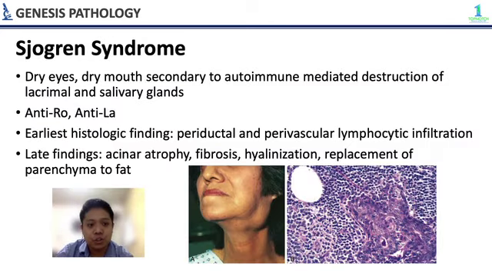Next, you have your Sjogren's syndrome, which is an autoimmune destruction of the lacrimal and salivary glands, which produces dry eyes and dry mouth. So, yung mediators niya is anti-RO and anti-LA. The earliest histologic finding is periductal and perivascular lymphocytic infiltration. So, dun pa lang makikita mo na parang ina-attack na niya yung mga glands. Yung late findings include acinar atrophy, fibrosis, hyalinization, and replacement of parenchyma by fat. So, makikita nyo na punong-puno yung gland ng lymphocytic infiltrate, thus masisira na sila. Ayan. Tapos, in this patient, sobrang laki na nung parotid niya.